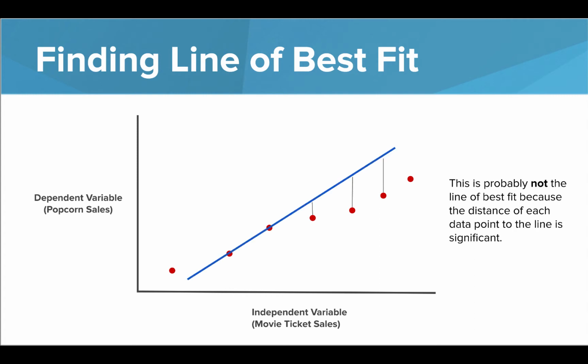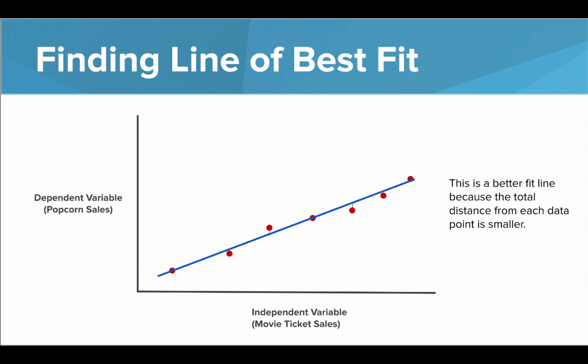For example, if we were to try to approximate a line of best fit, this would probably not be the line of best fit because the distance of each data point to the line is pretty significant. Think about it this way. If the line is supposed to represent a predicted result, well then the distance between the actual data and the predicted result needs to be pretty close in order for the line to be best fit. Since the actual results here are far away from the predicted results, the line must not be the best fit.